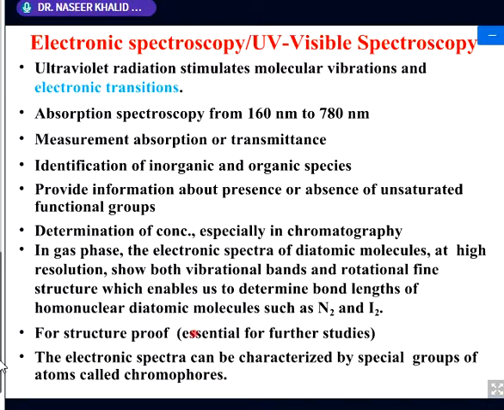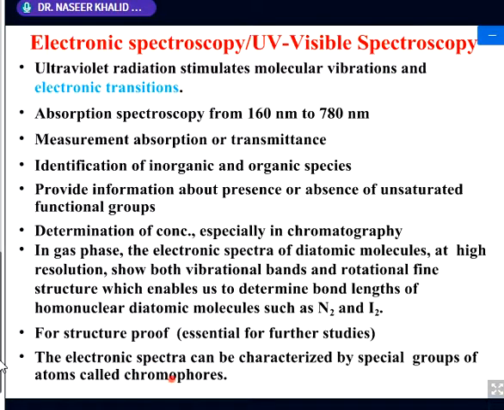Now, when some photons are being absorbed, it means that electronic spectra can be characterized by a special group of atom or atoms, which are known as chromophores. This chromophore is a specific characteristic atom or group of atoms; we are going to see what a chromophore is in the next couple of slides.